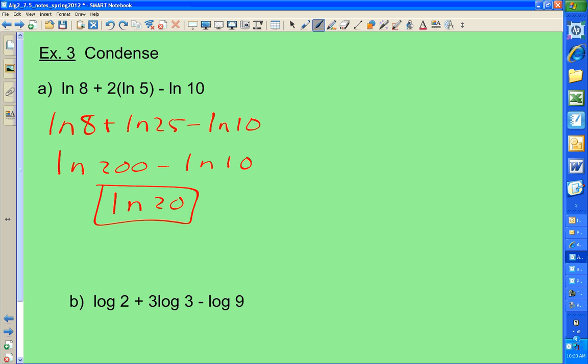Now there are other people who would go from here and say the natural log of 8 times 25 over 10. And that's perfectly acceptable as well. That'll also take you to the natural log of 20. I'm fine with you doing that.